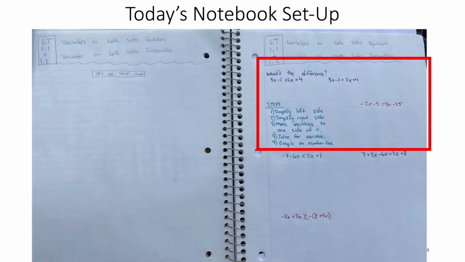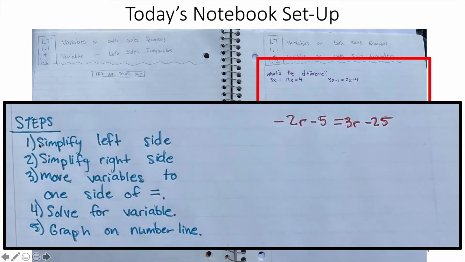Underneath of that steps title, you're going to write these 5 steps. Please make sure you don't go all the way across the page because we are going to solve this problem on the right side underneath. So simplify the left side, simplify the right side, move variables to one side of the equal sign, solve the variable, and then graph on a number line. And then go ahead and write down this equation. Pause the video now if you need more time to write.